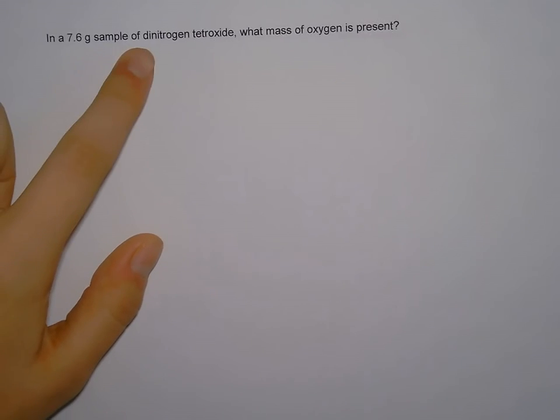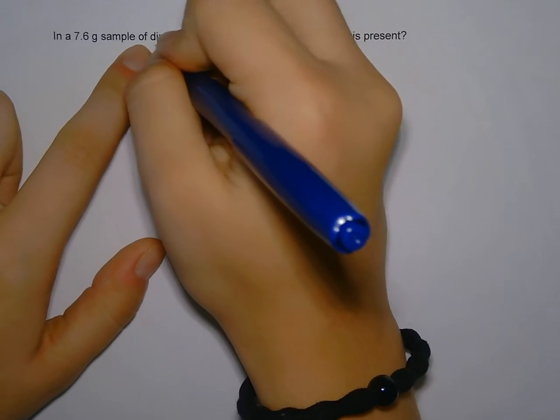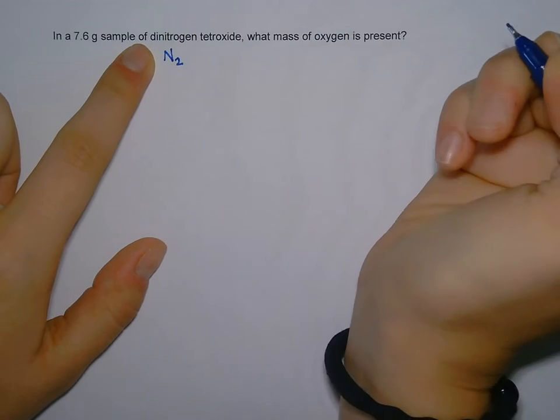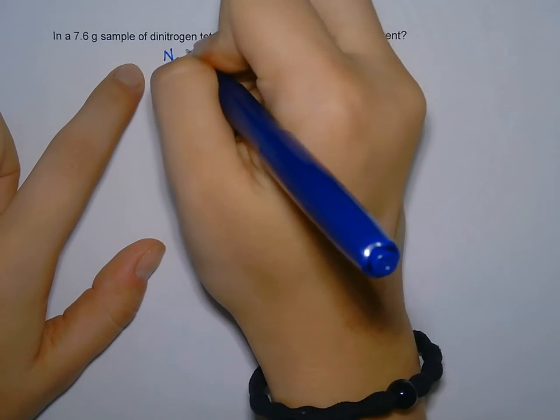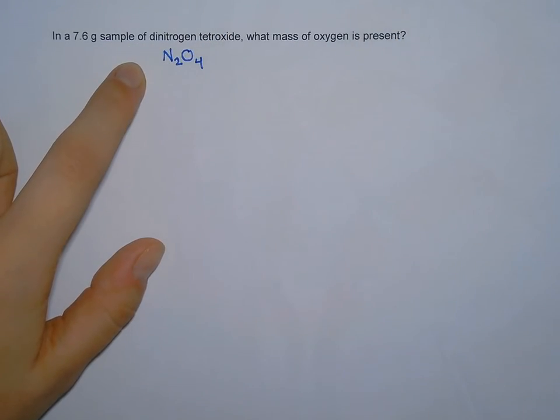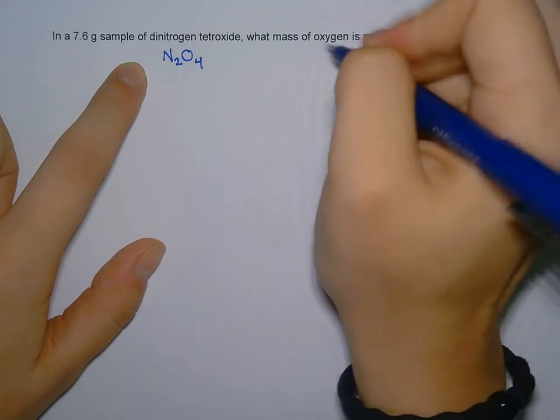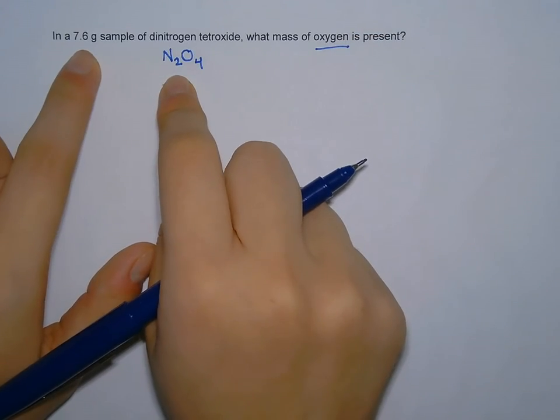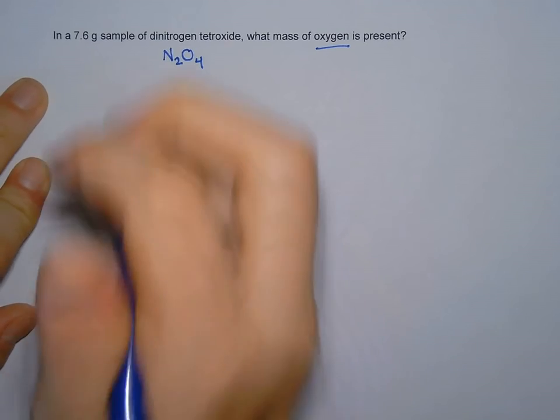So I wanted to do this question with you guys because I thought it was an interesting question. It has you work backwards, and you'll see what I mean when I say that. In a 7.6 gram sample of dinitrogen tetroxide, so 2 nitrogens, 4 oxygens, what mass of oxygen is present? So they're asking me about the mass. And you're like, all right, I got this.